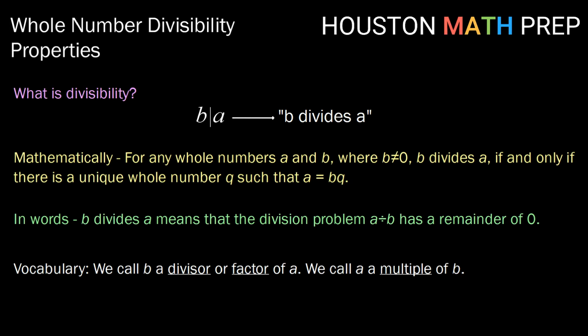So just some vocab that we're going to use in the next couple of properties. We're going to call b a divisor or factor of a. And we can call a a multiple of b. So the divisor or factor is what goes in evenly, and a multiple is something that divides evenly by something else. Okay, now that we've got a working definition for divisibility, let's look at some of the properties of divisibility for whole numbers.